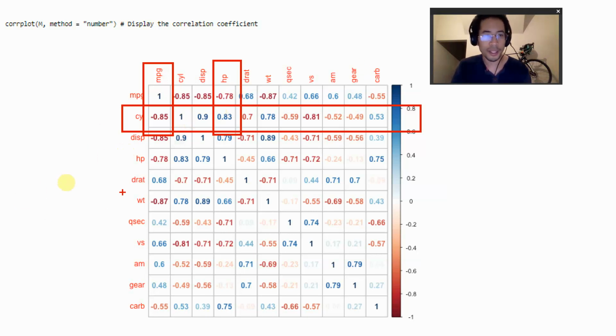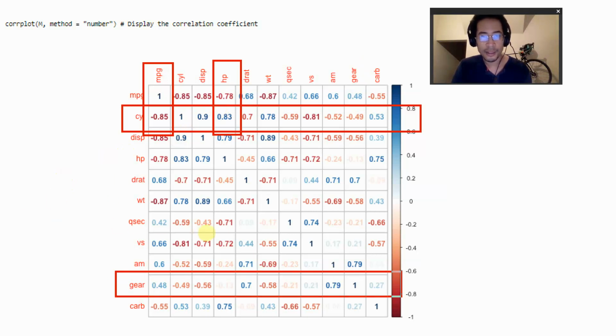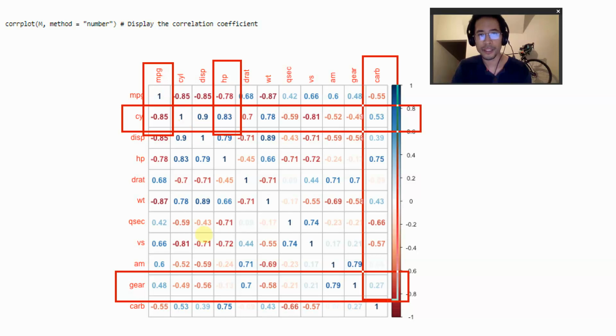Let's take a look at gear and carburetor. I assume that says carburetor. I know nothing about cars. I ride a bike everywhere because I'm good for the environment.